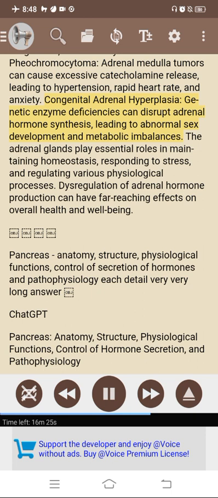Congenital adrenal hyperplasia. Genetic enzyme deficiencies can disrupt adrenal hormone synthesis, leading to abnormal sex development and metabolic imbalances. The adrenal glands play essential roles in maintaining homeostasis, responding to stress, and regulating various physiological processes. Dysregulation of adrenal hormone production can have far-reaching effects on overall health and well-being.